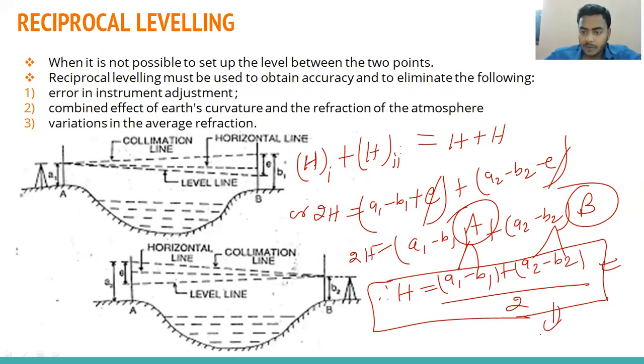This formula is also important from the GATE point of view. Many years you can see that questions are asked from this formula. Just put the values and get the result.